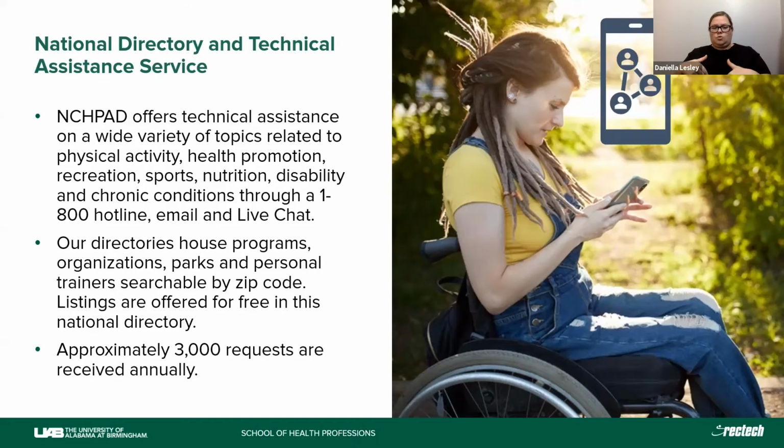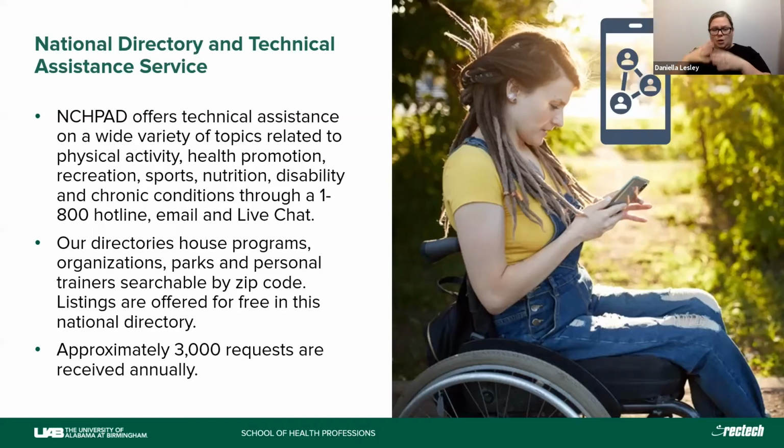So one of the most frequent questions that we get asked through NCPAD is where to find an accessible community opportunity. And so to meet this need, we offer technical assistance on a wide variety of topics: physical activity, fitness, sports, general health promotion. We have a 1-800 number that operates Monday through Friday, 9 to 5. We have an email service and a live chat where someone can connect with an information specialist.